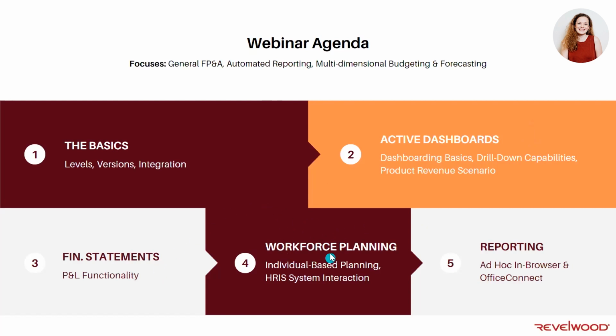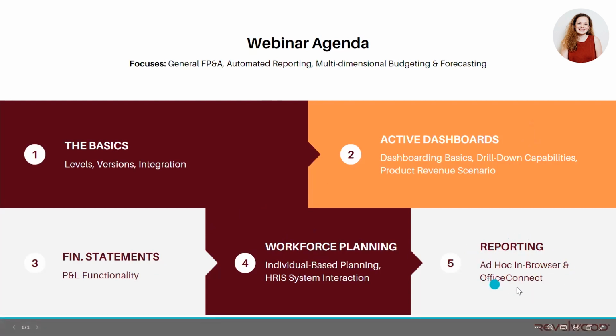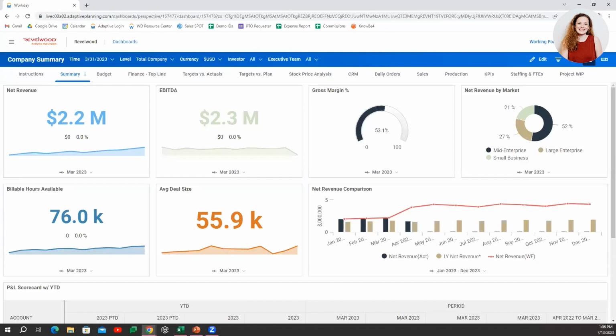And then we'll finish up with both workforce planning and 2 different types of reporting in Adaptive, the ad hoc reporting and Office Connect. That's today in a nutshell, so I'm going to go ahead and pop over into Adaptive. So this is my home screen when I come into Adaptive.